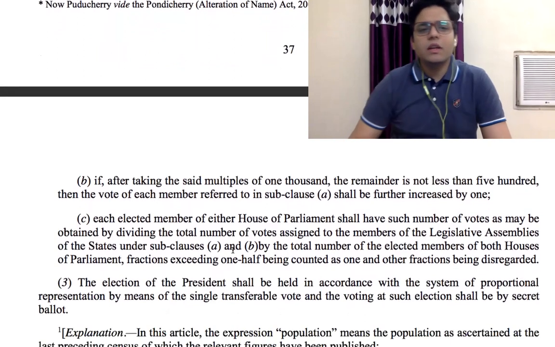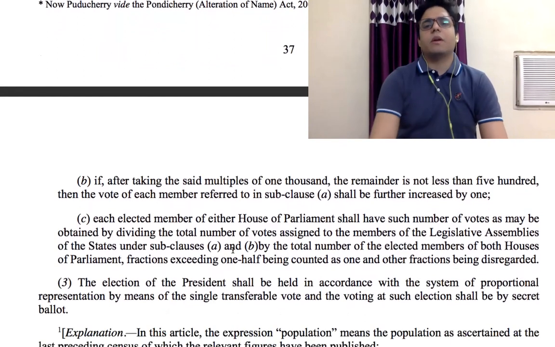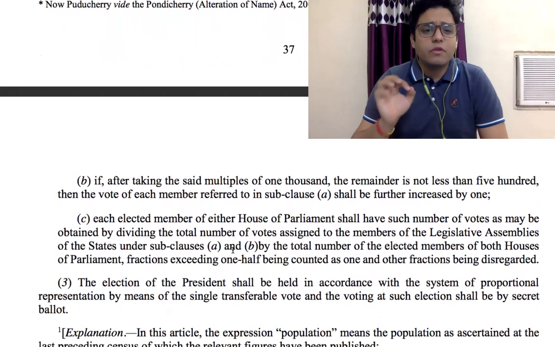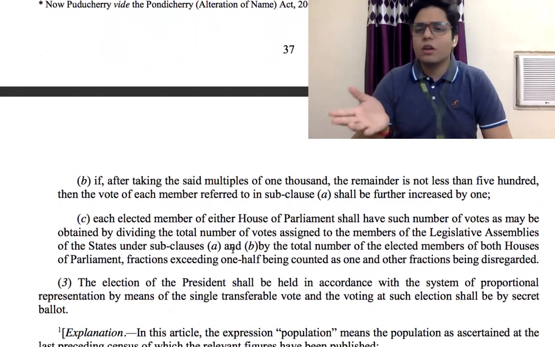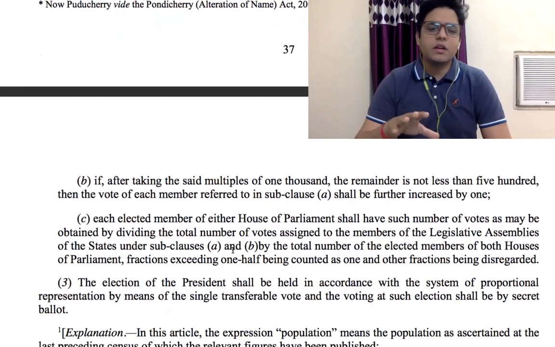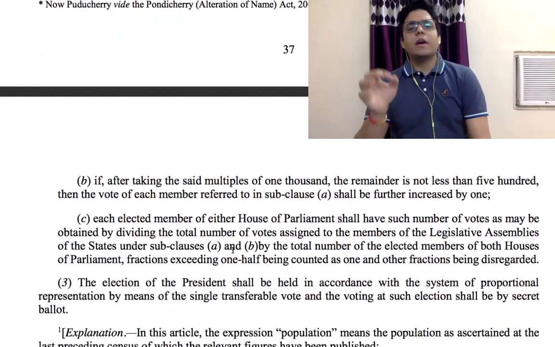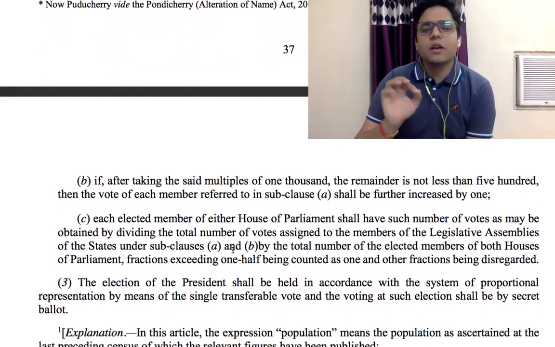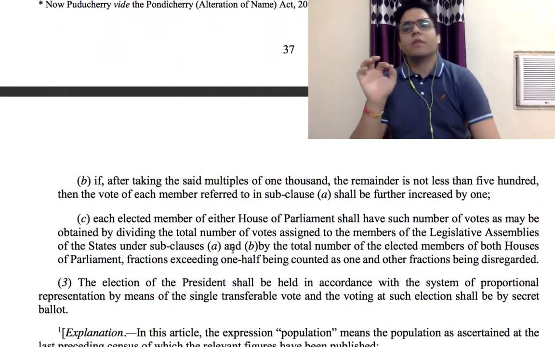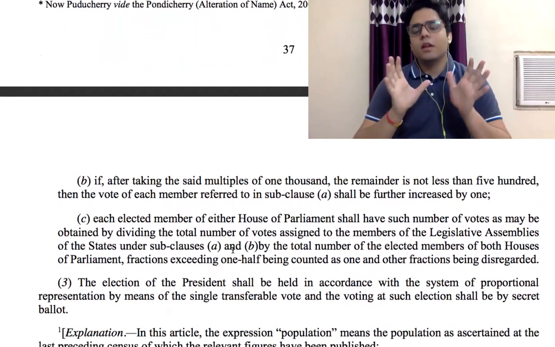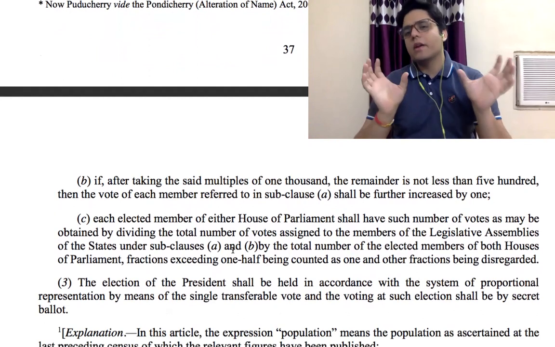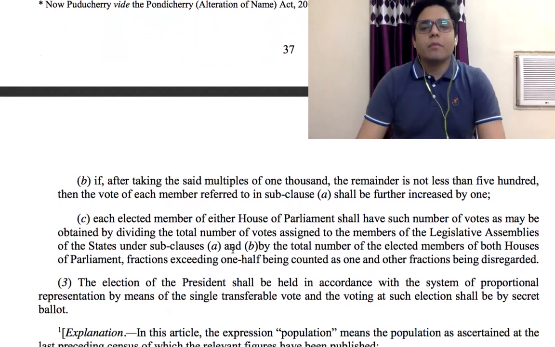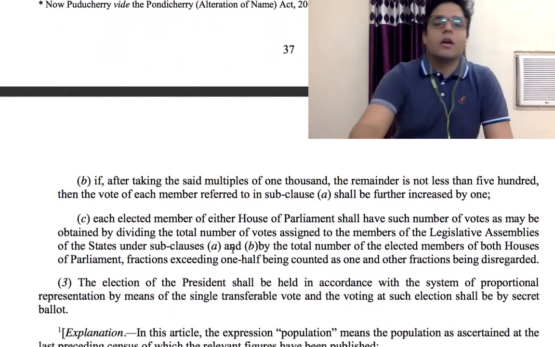The third rule is, each elected member of either house of parliament shall have such number of votes as may be obtained by dividing the total number of votes assigned to the members of legislative assemblies of the states under the previous sub-clause by the total number of elected members of both houses of parliament, fractions exceeding one half being counted as one, other fractions being disregarded. So as far as C is concerned, it is trying to reach parity between the parliament and the members of state legislative assemblies.